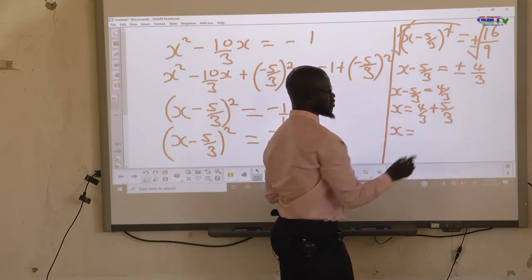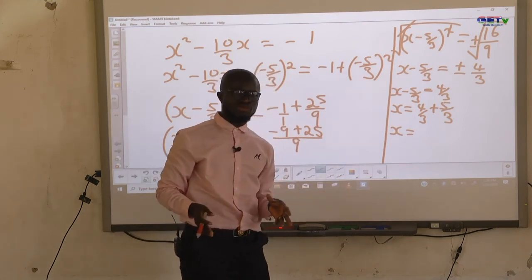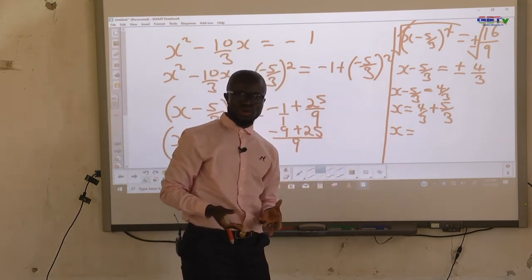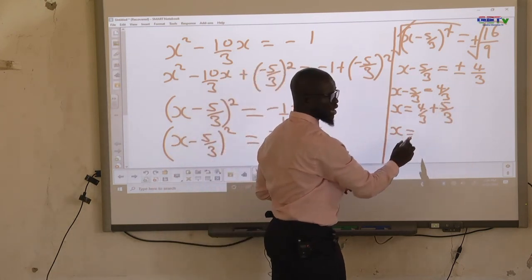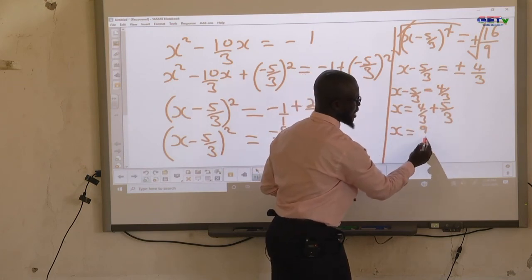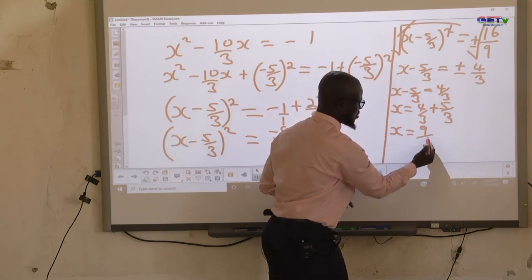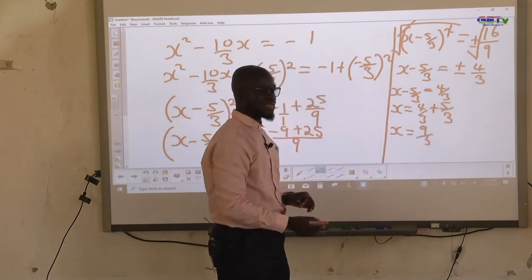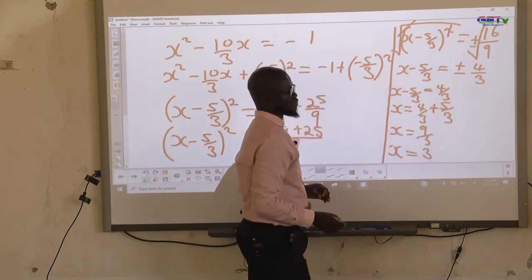x equals to, in grade 7, you are told that when dealing with fractions with the same denominator, you take 1 and add the numerators. Our numerators are 4 and 5. So we add 4 plus 5, that will give us 9. Divide by, the denominators are common, we take 1. And what is 9 divide 3? The answer is 3.